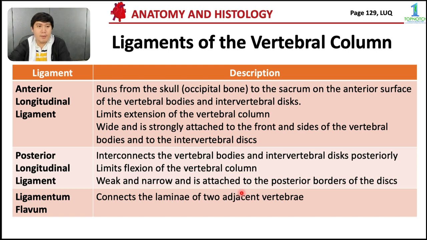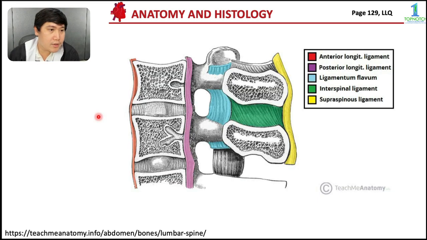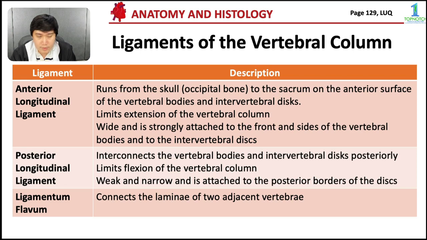Next, let's talk about the ligaments of the vertebral column. So, you have the anterior longitudinal ligament. It runs along the anterior border of the bodies and the anterior border of the IV disc. So, it's here. ALL. So ALL, it's wide and strong, no? That's why you don't see disc herniation anteriorly.